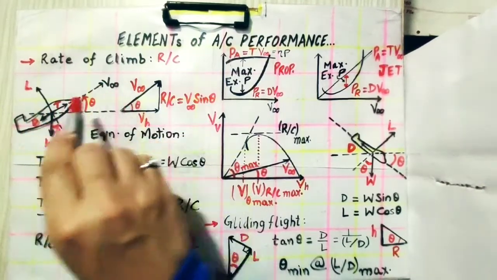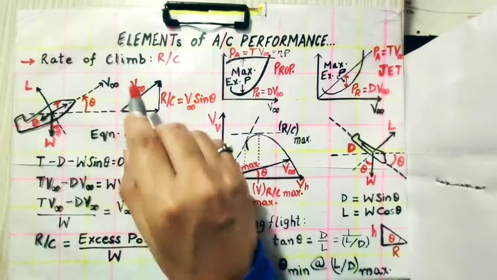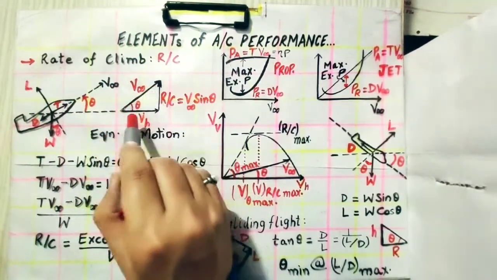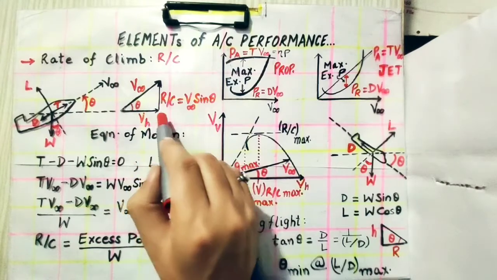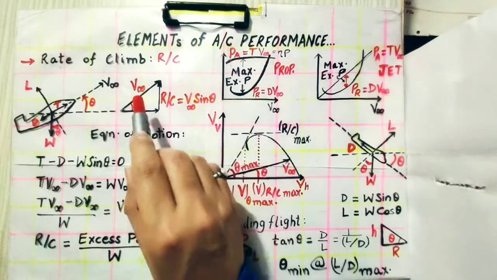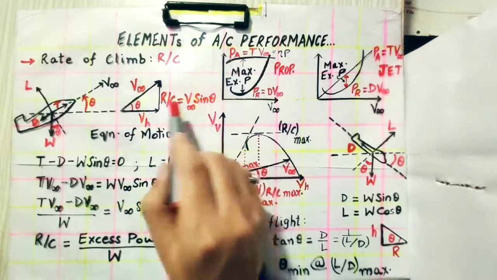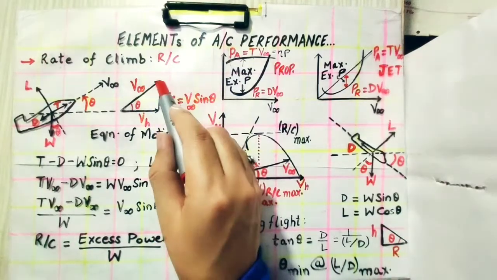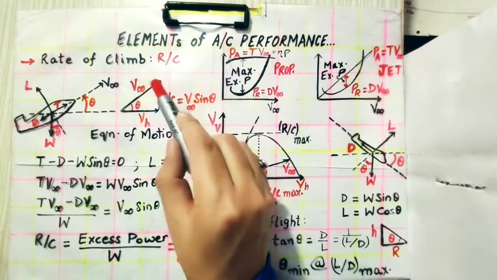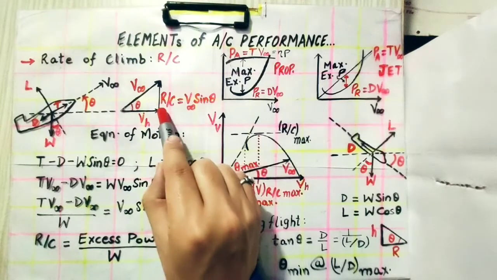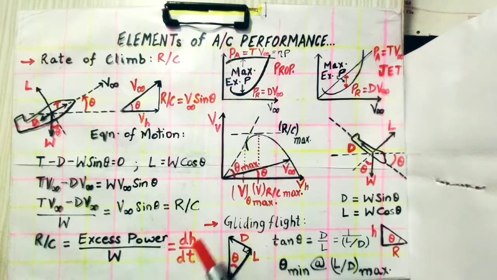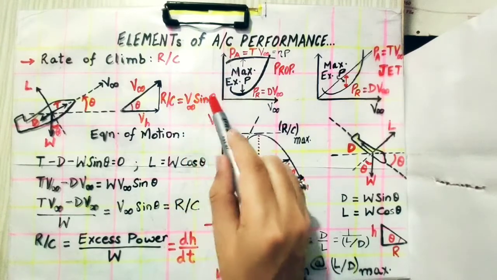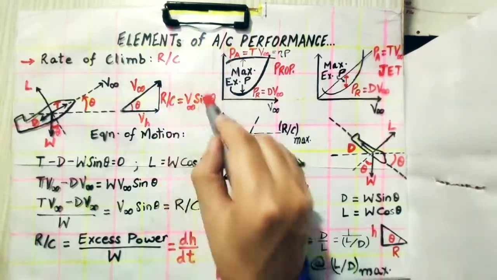So V infinity, if we take this velocity vector over here, it is at an angle theta with the horizontal. The horizontal component will be V infinity cos theta, and V infinity sin theta will be the vertical component of the velocity, which tells us at what rate the aircraft is climbing. So dh by dt, which is over here, is the rate at which it is climbing. dh by dt is equal to V infinity sin theta, and this is actually the rate of climb.